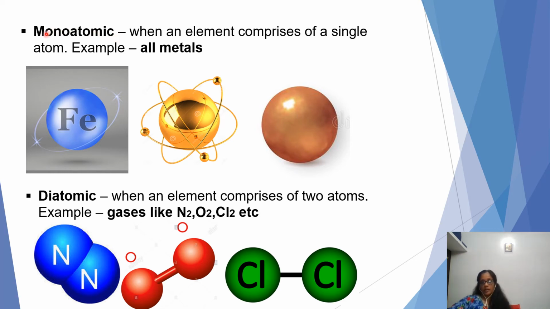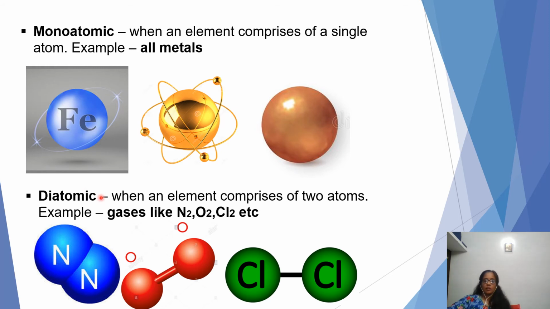So I am reading once again. Monoatomic means when an element comprises a single atom, or an element contains only one atom, it is called monoatomic. The answer is in this word. Mono means one, one atom. One atom is called monoatomic. Example, all metals like iron, copper, gold, silver, sodium; these all have existence.